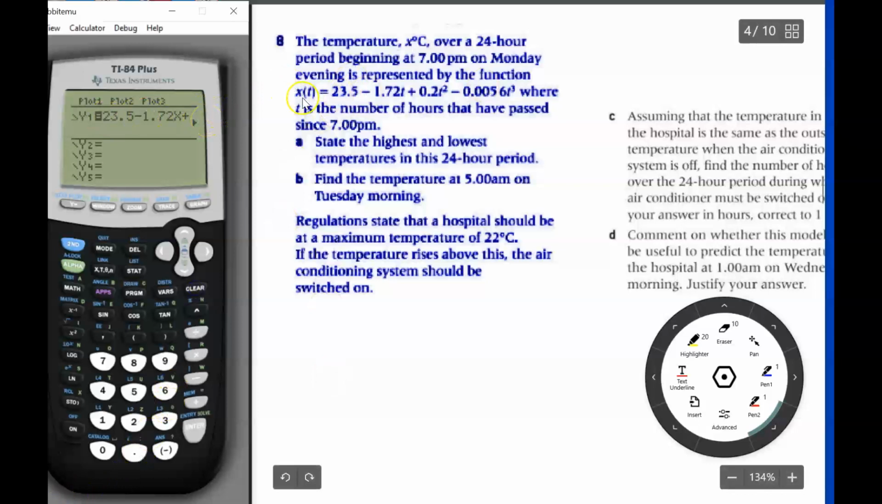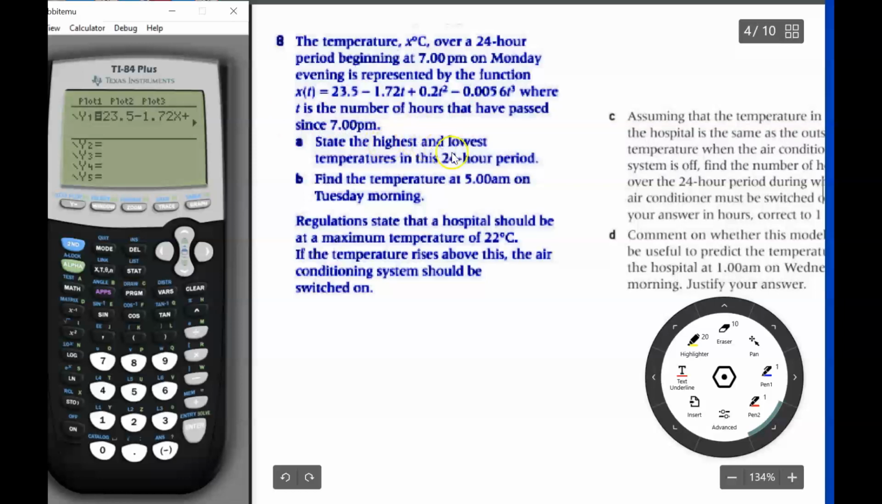How confusing that the function is called x, and the output usually we call it y in the calculator. So the input value is t, so the t becomes x, and the x actually becomes y. Okay, where t is the number of hours that have passed since 7 p.m. So at 7 p.m. t is 0. At 8 p.m. t is 1. At midnight, which is 5 hours later, t equals 5.